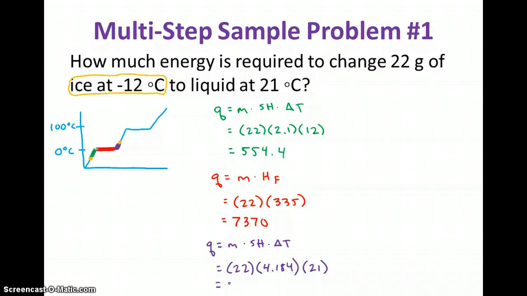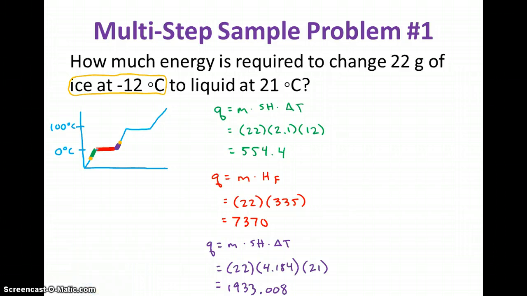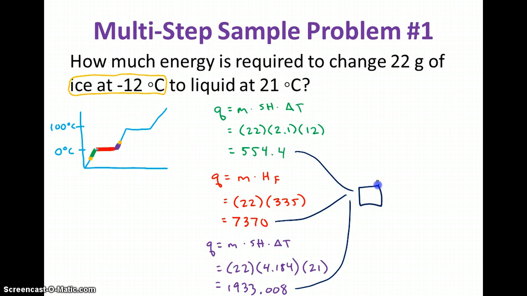Let's see, 1,933.008. All right, my final step would be to add this value to this value to this value. And that is my final answer for the problem.